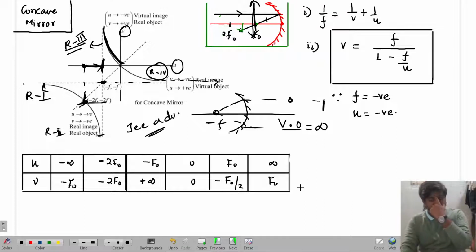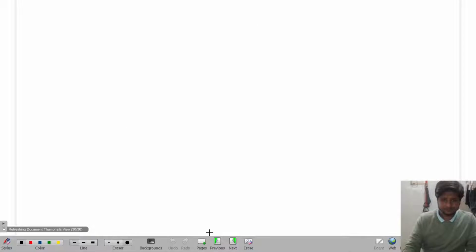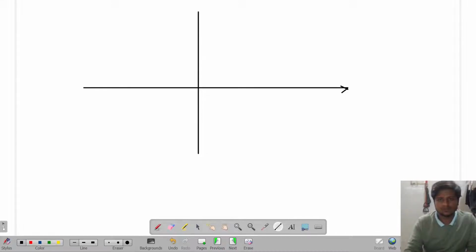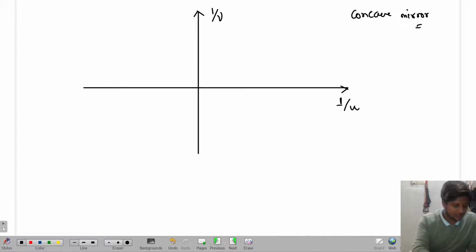Now try to understand one more important point. If I consider 1 by V and 1 by U, you have to draw the graph for a concave mirror. Can you draw it? Try to draw it. The graph for 1 by V with respect to 1 by U for a concave mirror.